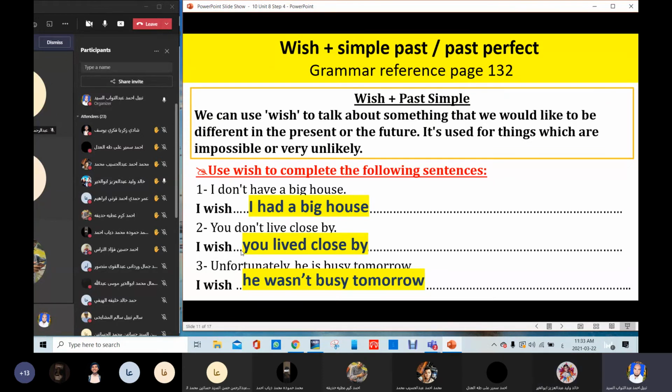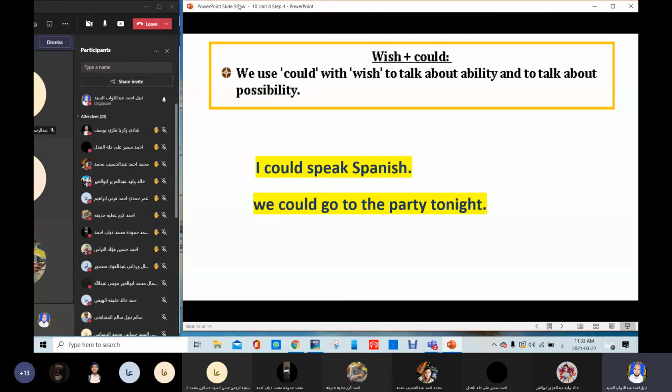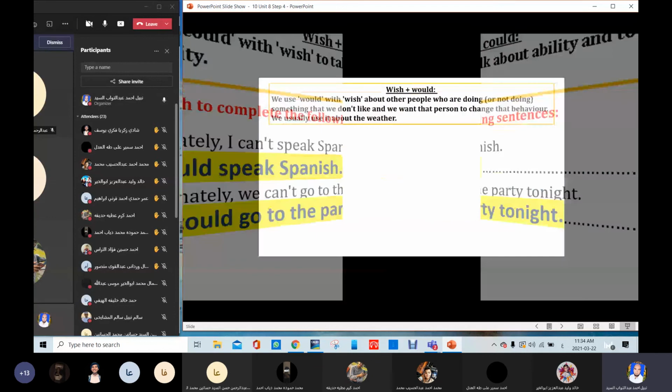So when do you use the past perfect? If you have yesterday, last week, or last year. You didn't live close by last year. I wish you had lived close by last year. So we use the past perfect when you talk about a regret in the past. When do we use could? We use could with wish to talk about ability or possibility. Here, we use wish to complete the sentence. I'm sorry.